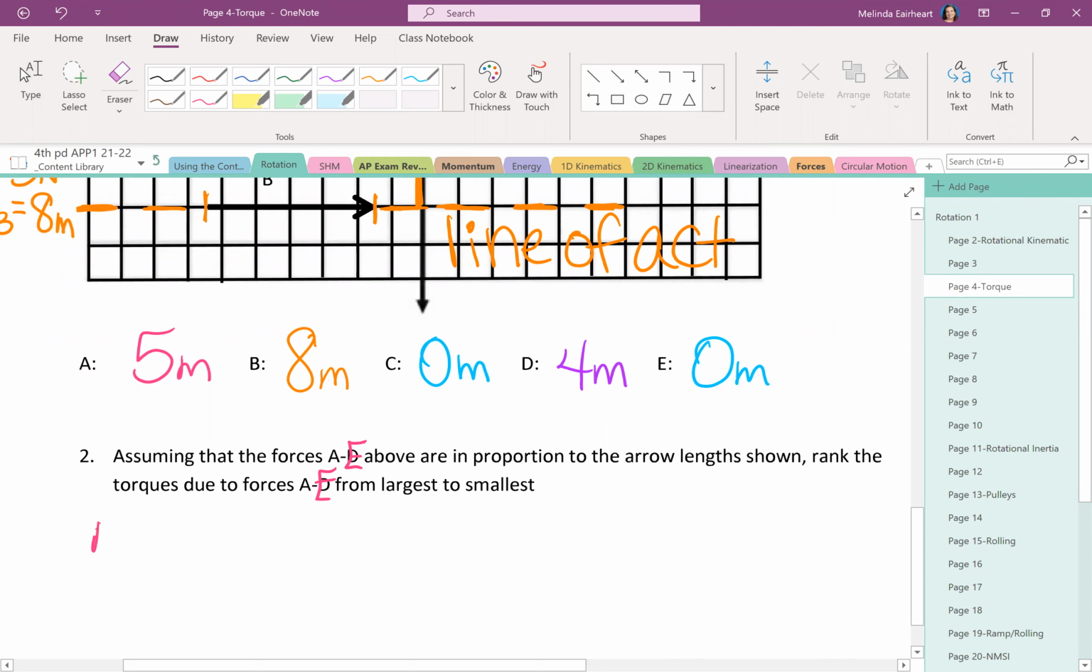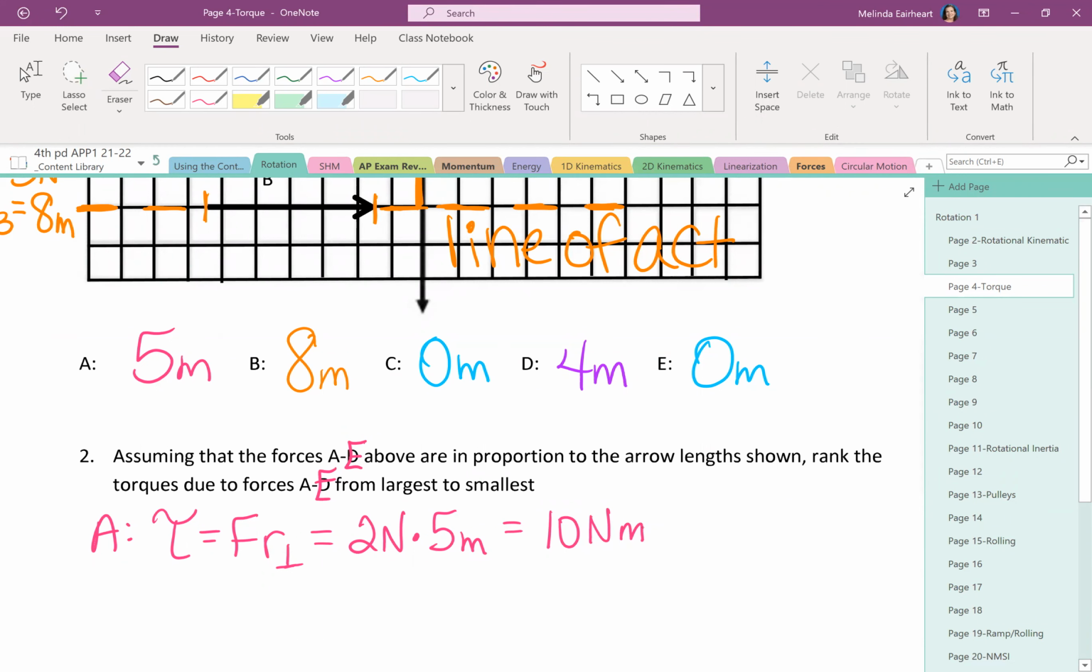And so for A, we said torque is force times lever arm. And we had a force of 2 newtons times 5 meters. And so we get 10 Newton meters. Final answer? Or do I need to simplify the Newton meter? Is that a joule?